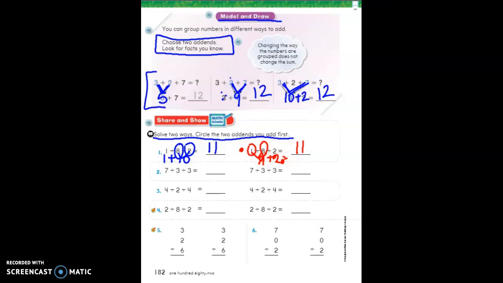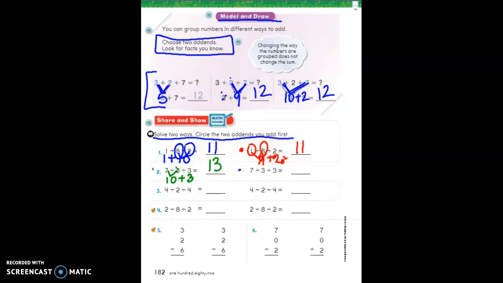So let's go here to number 2. We have 7 plus 3 plus 3. Ooh, I see doubles and I see another make a 10. I'm going to start with make a 10. 7 plus 3. If I put 7 in my head, 7, 8, 9, 10. 7 plus 3 is 10. I can't forget to add my other addend, the 3. So now I have 10 plus 3. So we can put 10 in our heads and add 3 more. So 10, 11, 12, 13.